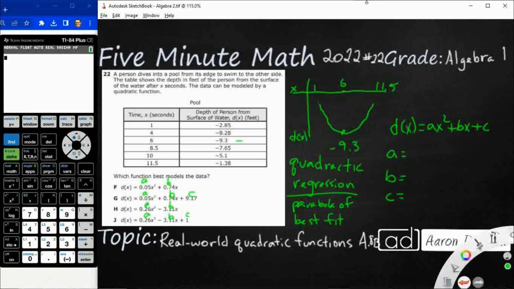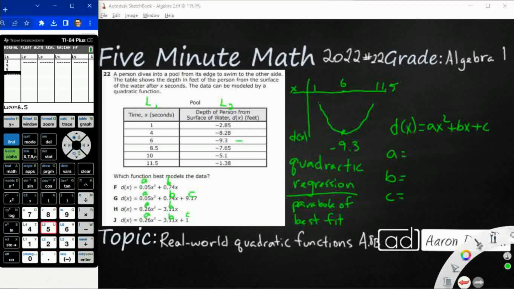Well, we're going to enter the stat mode on the calculator, and then we're going to hit enter, because these are going to be our two lists. Our x-coordinates are going to be L1, and our d of x, or y-coordinates, are going to be L2. So we're just going to enter it straight down. So 1, 4, 6, 8.5, 10, 11.5. You could just go straight down, hit that right arrow to go to list 2.